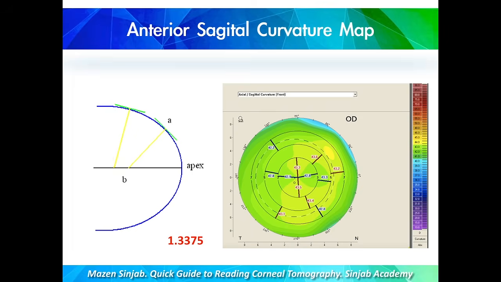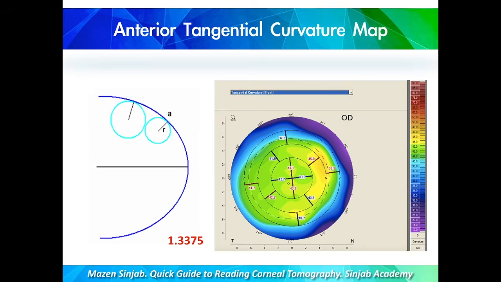Now, the piece AB represents the radius of curvature at point A, and then the equation will be applied, using the wrong index, which is 1.3375. So in the anterior sagittal curvature map, we use the sagittal method of measurement and the wrong index of refraction of the cornea. In the anterior tangential curvature map, the same wrong index, 1.3375, is used, but instead of using the reference axis, circles are used. The computer chooses the best fit circle to that point, and the radius of that circle is the radius of curvature at point A, and the equation is applied.